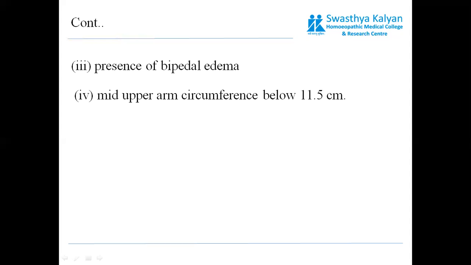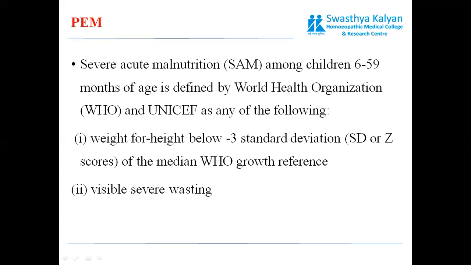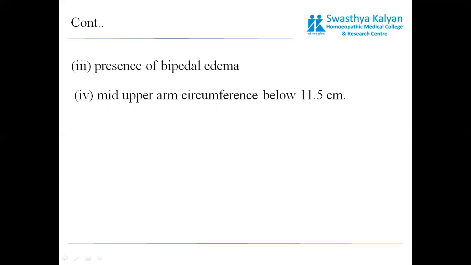So basically WHO has defined protein energy malnutrition as an imbalance between the supply of proteins and energy and the demand of the body to ensure optimal growth and function. It especially affects children below 6 years of age. And PEM also increases the risk of other infections. It leads to complications or consequences ranging from physical to cognitive growth, and also leads to permanent impairment in the child's later life. And WHO and UNICEF have defined malnutrition as any of the following: weight for height less than -3 standard deviations, visible severe wasting, presence of bipedal edema, and mid upper arm circumference less than 11.5 centimeter.